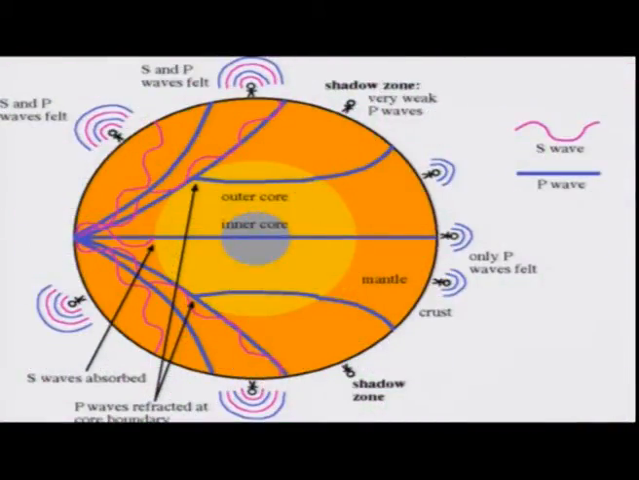Now, for example, you trigger an earthquake over here. Okay, and then what will happen?